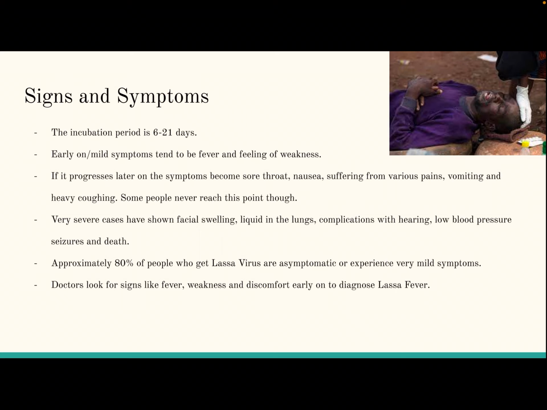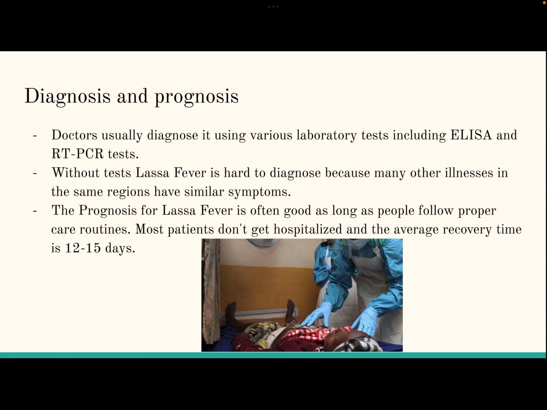Approximately 80% of people who get Lassa virus are asymptomatic or experience very mild symptoms. Doctors look for signs like fever, weakness, and discomfort early on to diagnose Lassa fever.